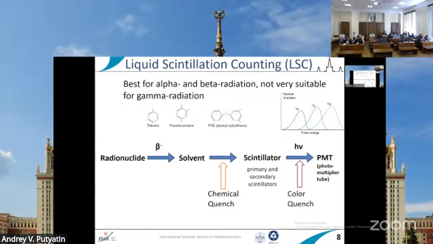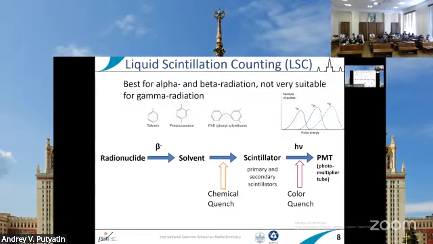Why is the efficiency so high? Because we put the radionuclide inside the detector, let's say, because our scintillating medium is part of the detector, and if we put the radionuclide inside our liquid scintillating cocktail, we can say that it is a perfect geometry. All the beta particles interact with the detector. So in this case, it is liquid scintillation counting.